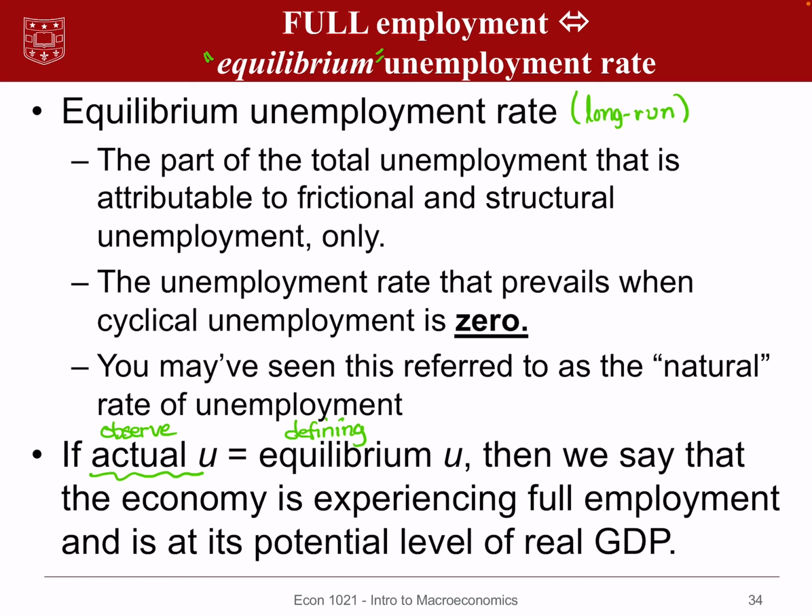Macroeconomists and statisticians form an estimate of what we would expect to see attributable to frictional and structural reasons, and we define that to be the equilibrium rate of unemployment. And then if we observe an unemployment rate that is higher than that, then we would say we have cyclical unemployment. And if we observe an unemployment rate that is below that or equal to that, then we would say that we have full employment.